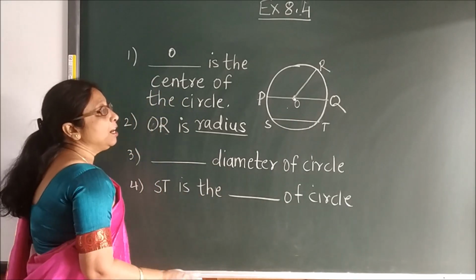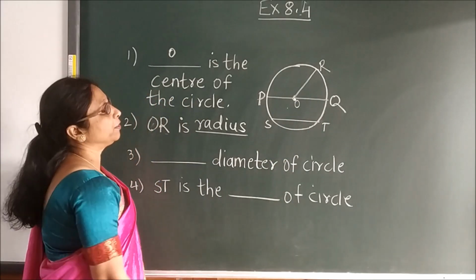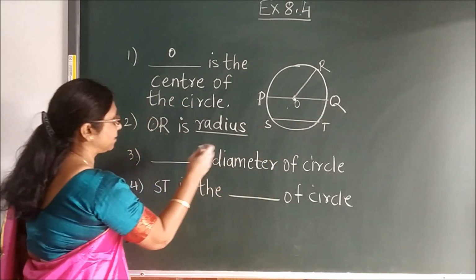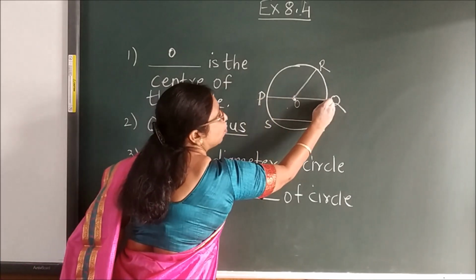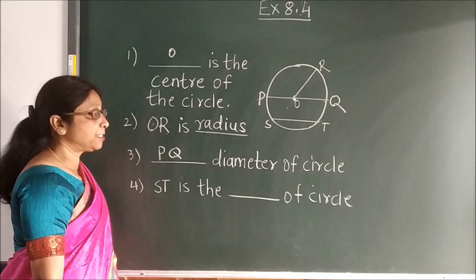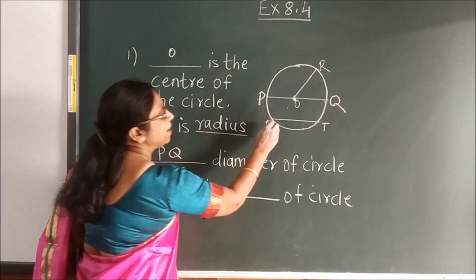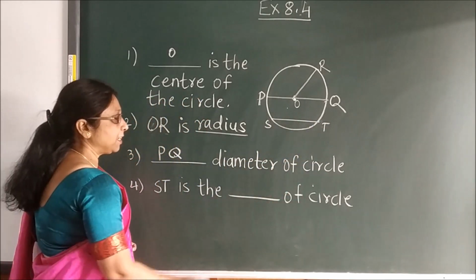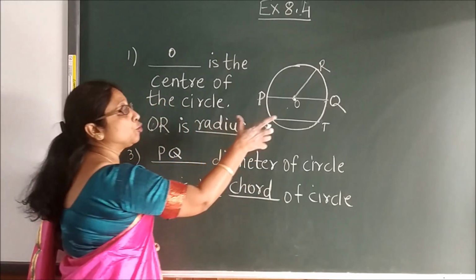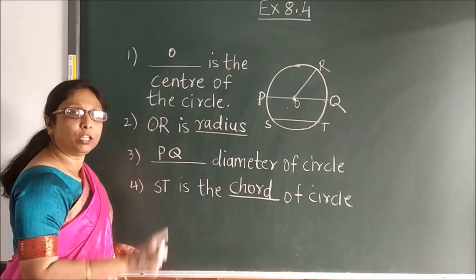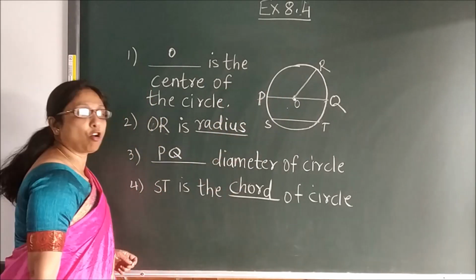Then diameter. Diameter is the line which passes through the center of the circle. Now you see here the line which is passing through the center, that is PQ. So the line through the center we call the diameter of the circle. Then you see ST. What does it indicate? It is the chord. Any line which is drawn between 2 points on the circle, not through the center, we call it a chord.